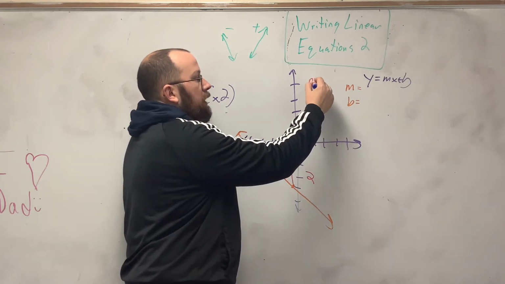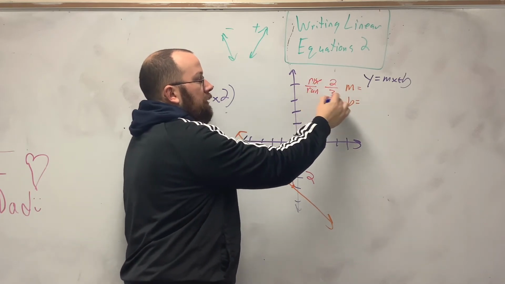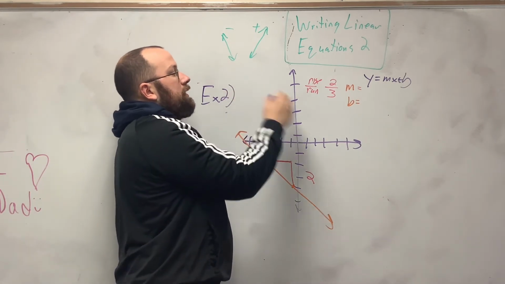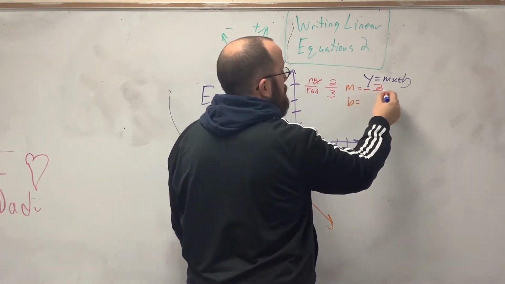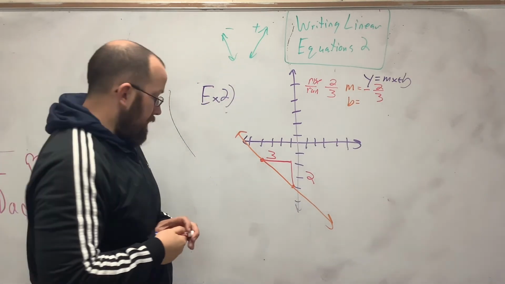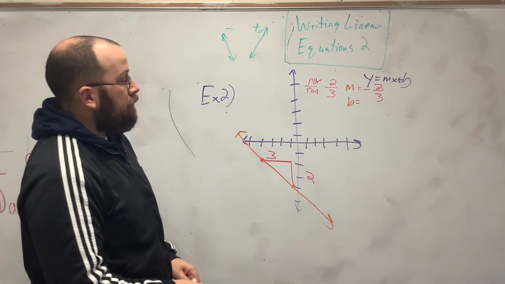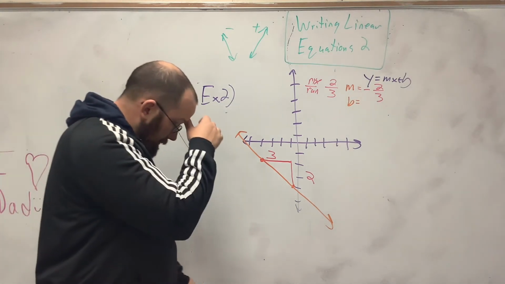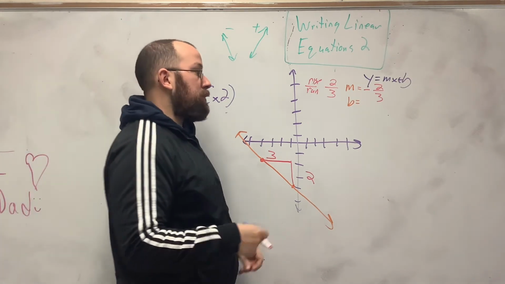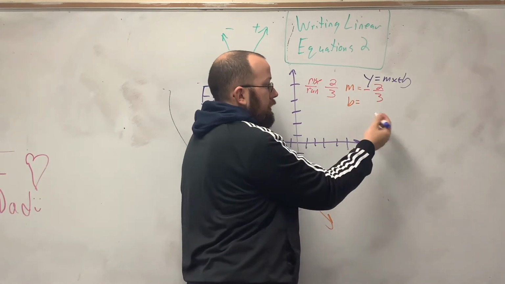So slope is rise over run. I rose up 2 and went over 3. Is this a positive or a negative line? Negative. So my slope is negative 2/3. Now I have to find my y-intercept. This is how I'm going to do it. I'm sure Odyssey shows you a different way, but this is the way I like doing it.